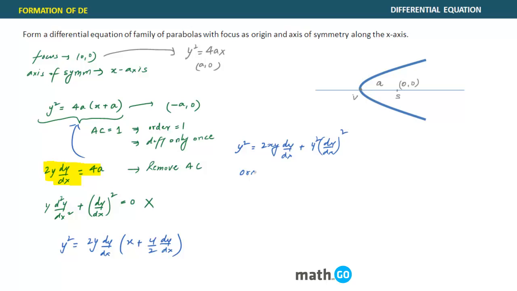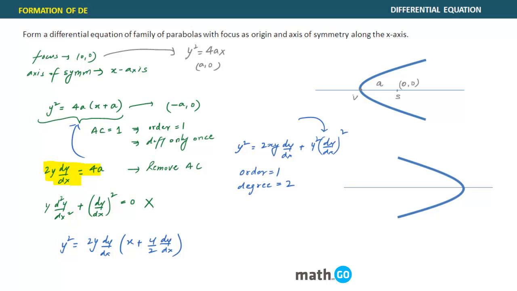So we know that the order of this is nothing but 1, but now, interestingly, the degree also comes out to be not 1 but 2. This is the term which will be used for degree. The highest power is 2. This is the answer that we were looking for.